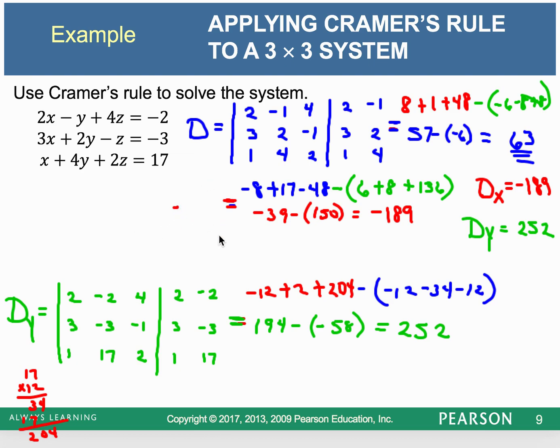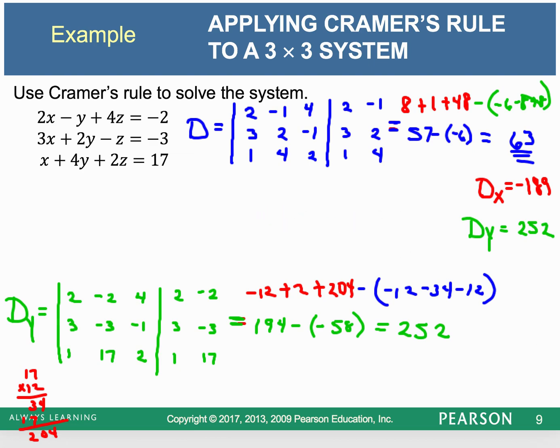Now we just need d sub z. For d sub z, we do what? Replace the z column with the answer column. You're right. Hopefully that's what you said. Okay, so 2, 3, 1 stays the same. Negative 1, 2, 4. But the z is now negative 2, negative 3, 17. Let's repeat the first two columns. 2, 3, 1, negative 1, 2, 4.